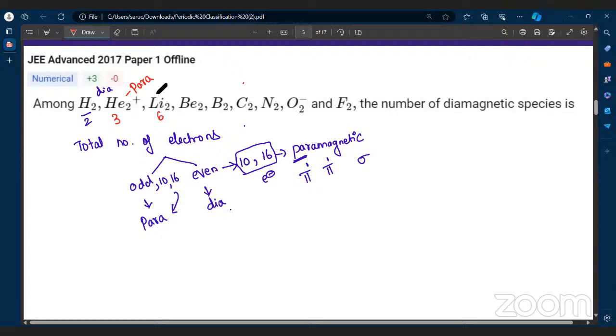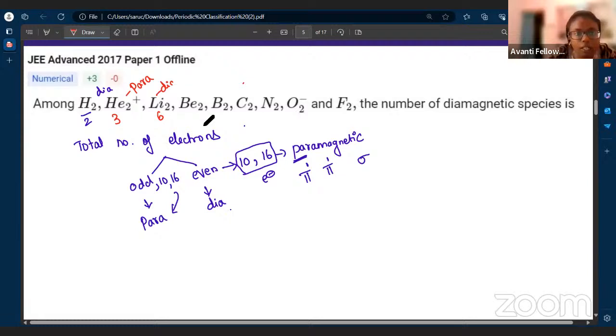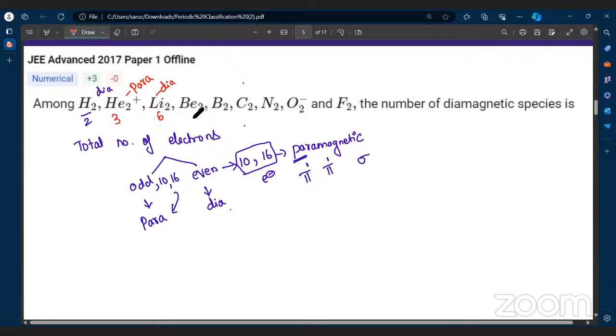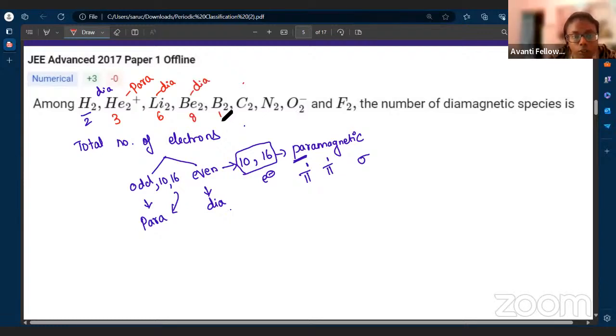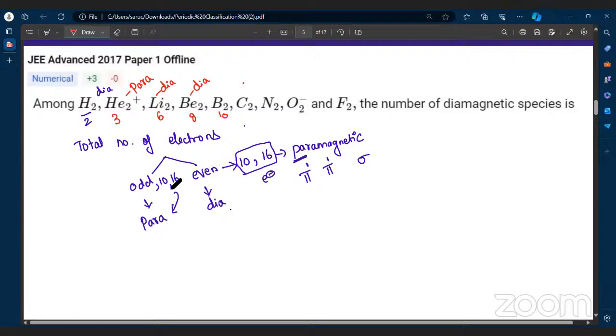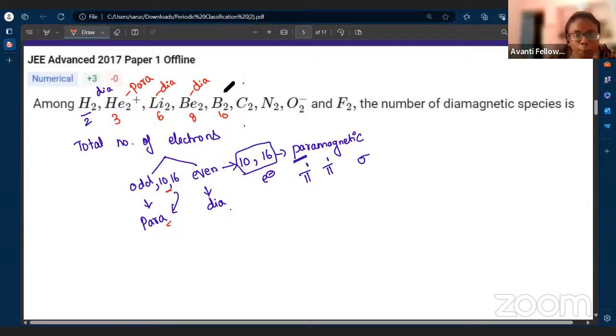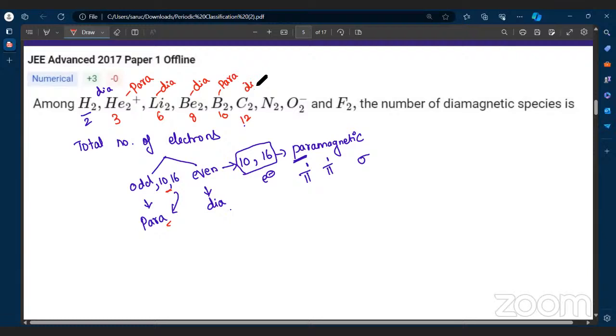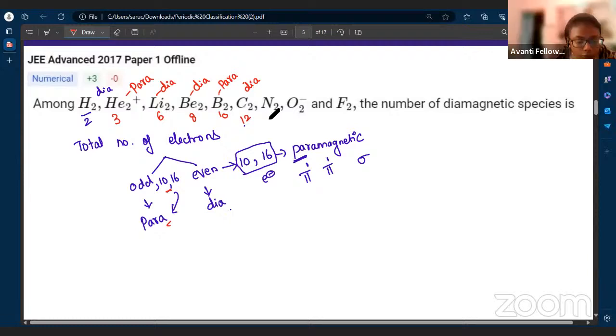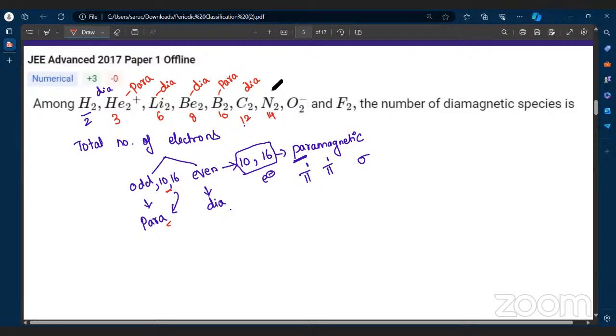So therefore it is going to be diamagnetic. De2: what is the total number of electrons in De2? 8. So diamagnetic. B2: what is the total number of electrons? 10, but paramagnetic. 10 comes for para. C2: 12, diamagnetic. N2: 14. N2 is 14. 17.